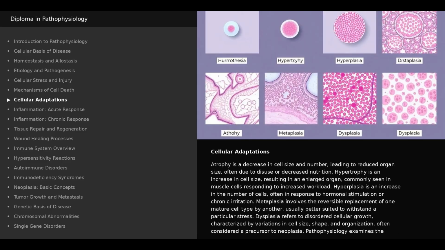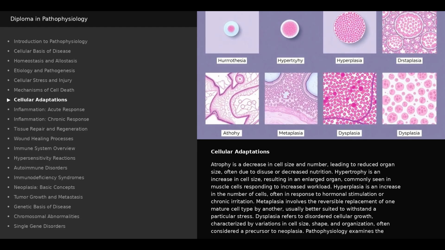Atrophy is a decrease in cell size and number, leading to reduced organ size, often due to disuse or decreased nutrition. Hypertrophy is an increase in cell size, resulting in an enlarged organ, commonly seen in muscle cells responding to increased workload. Hyperplasia is an increase in the number of cells, often in response to hormonal stimulation or chronic irritation.